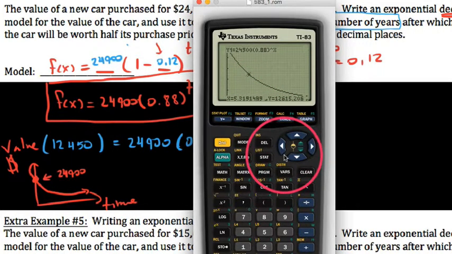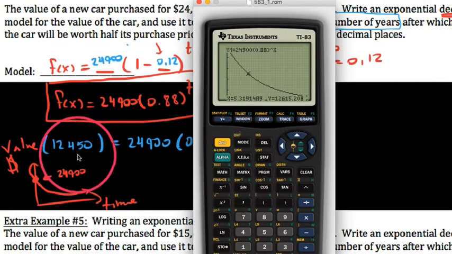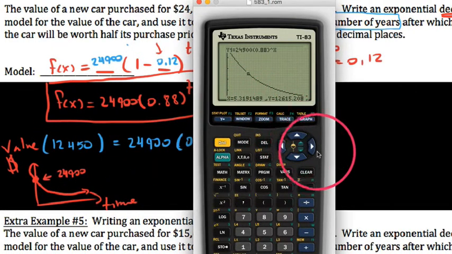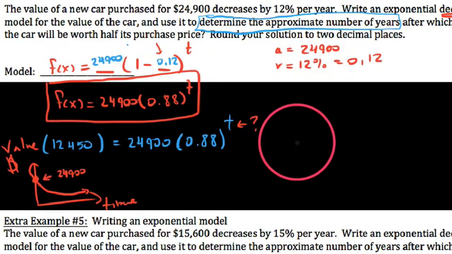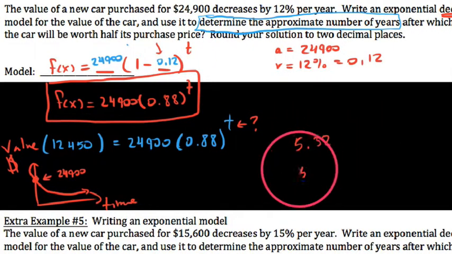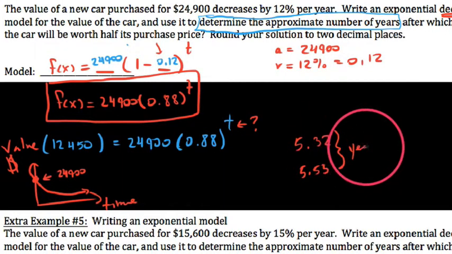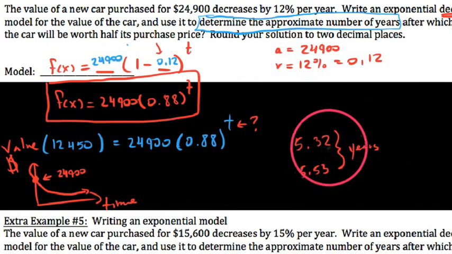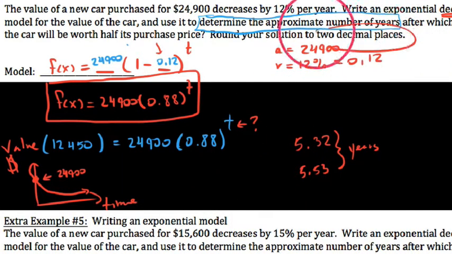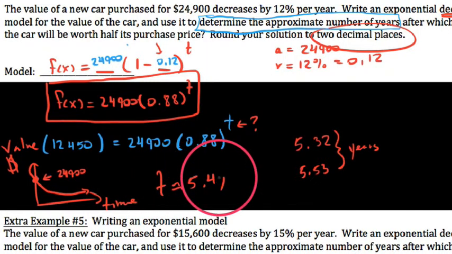And if we go a little bit to the left here, we say 12,615. That's just a little bit bigger than 12,450. This is 5.32-ish. If we go back to the right, 5.53-ish. So 5.32, 5.53. It would have to be somewhere between this amount of time in years. And so if I had to guess, about 5.4, and I know I say 2 decimal places here, but that's if we were solving this algebraically. So we say the time is approximately 5.4 years.